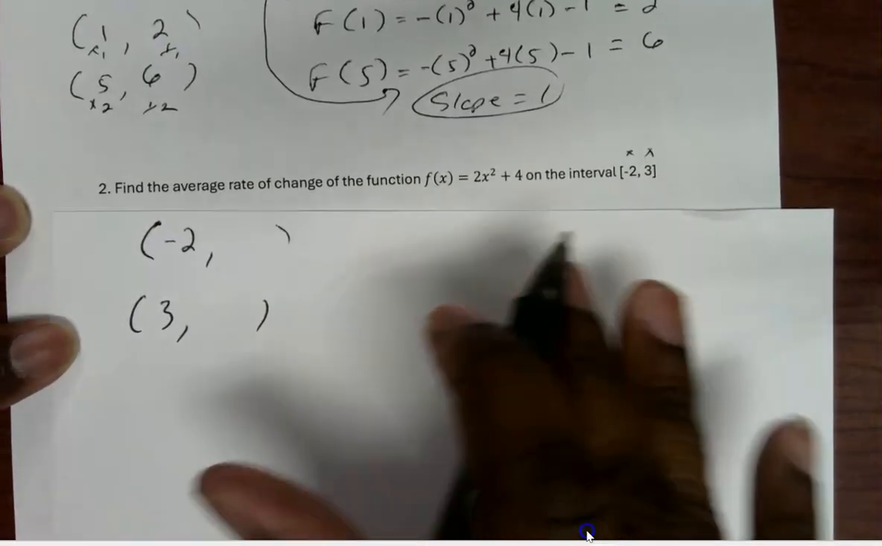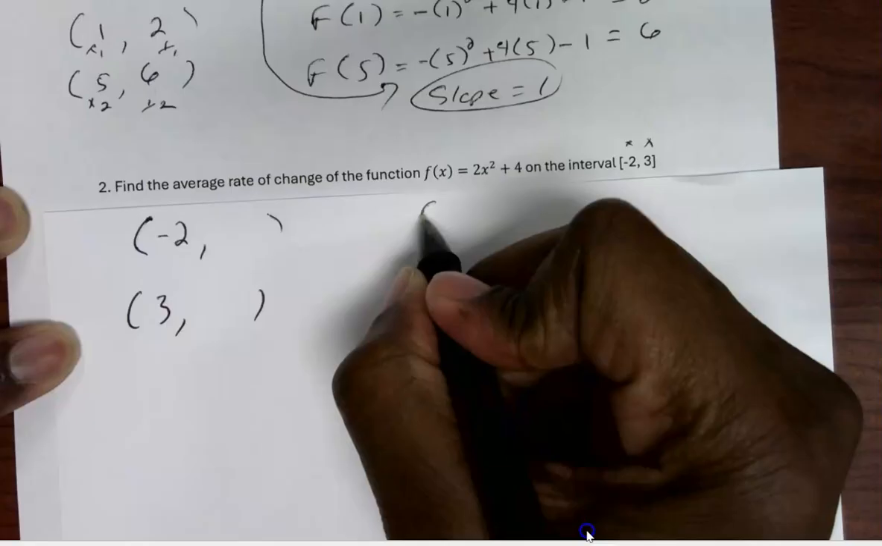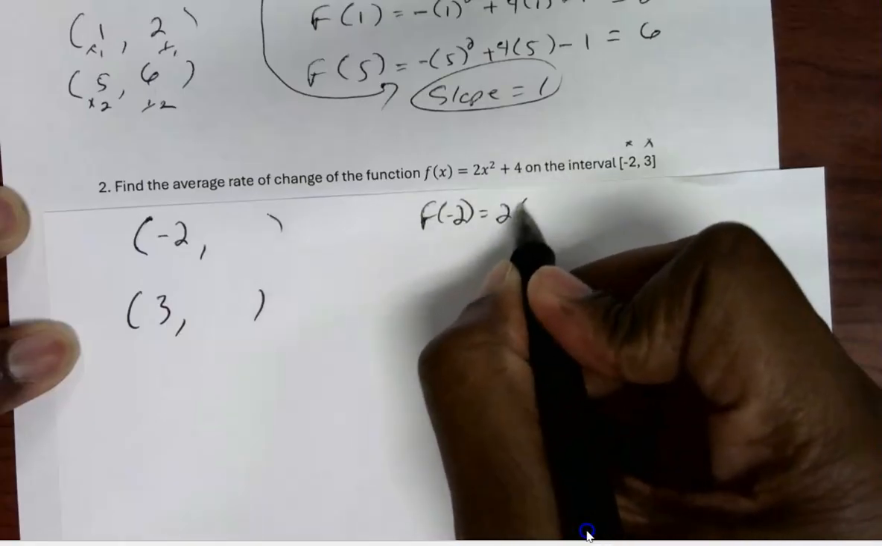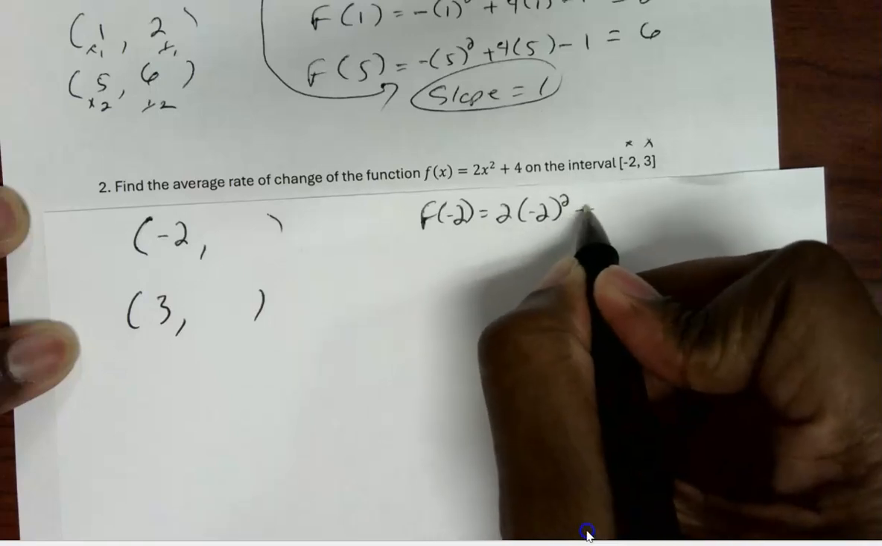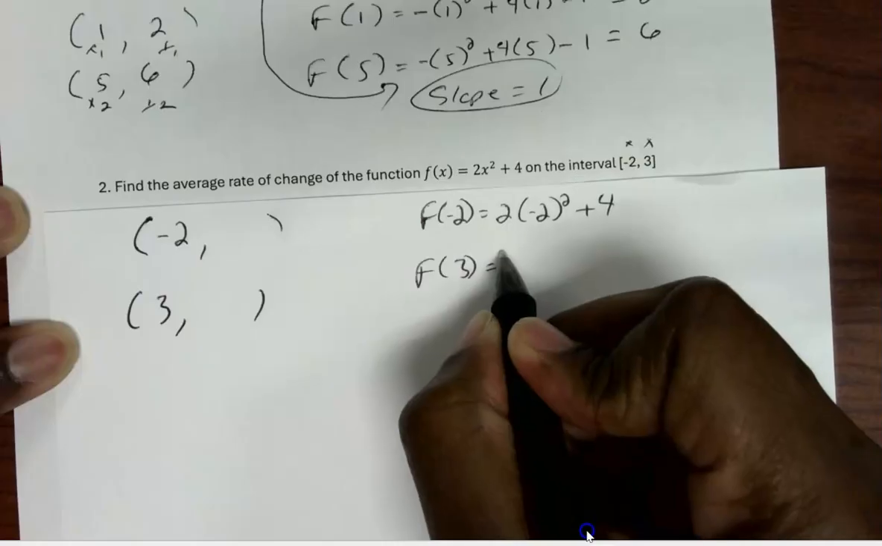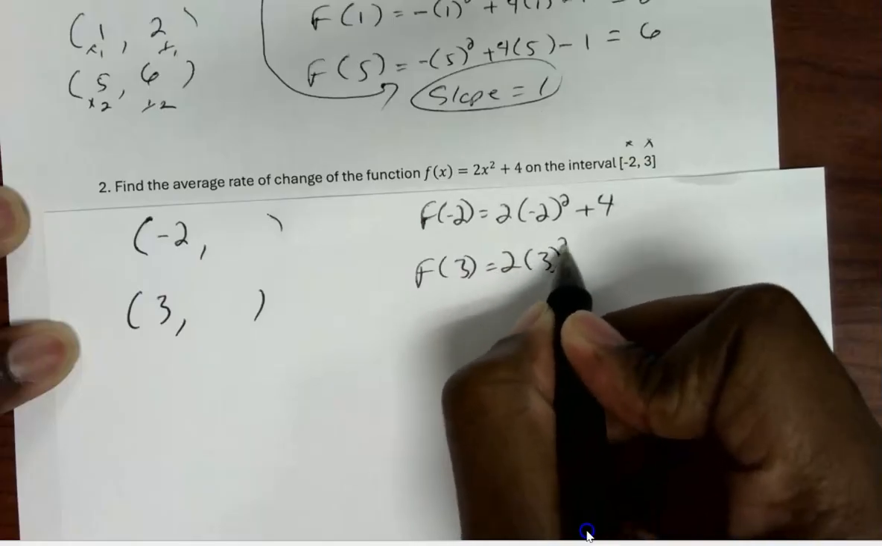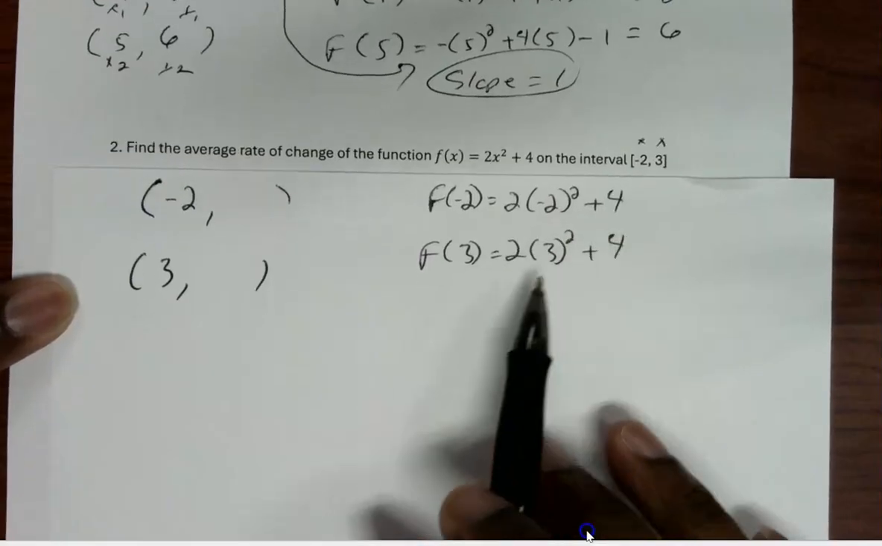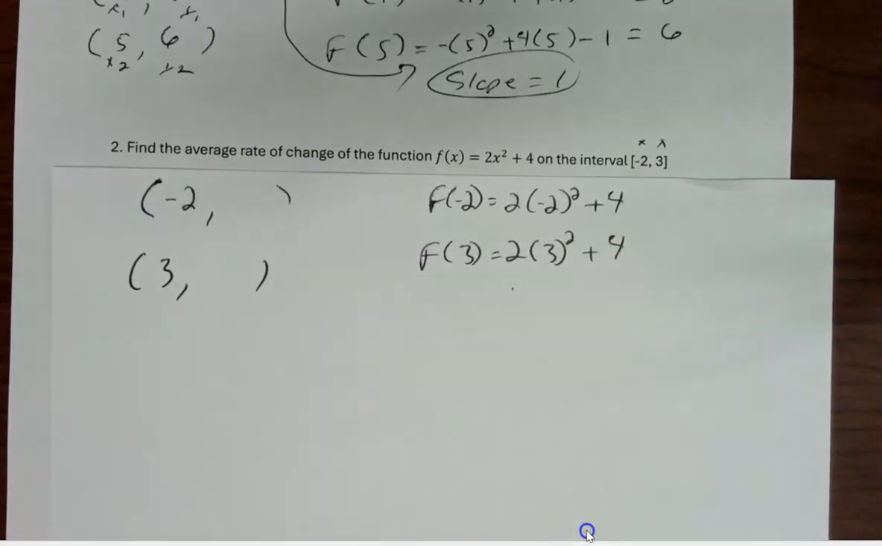So I plug in negative 2 into that function. It's going to be f of negative 2. I replace the x with negative 2. So 2, negative 2 squared plus 4. And then f of 3, I replace the x with 3. So 2, then positive 3 squared plus 4. I can take this and plug it into Desmos to figure out the y values of those numbers.